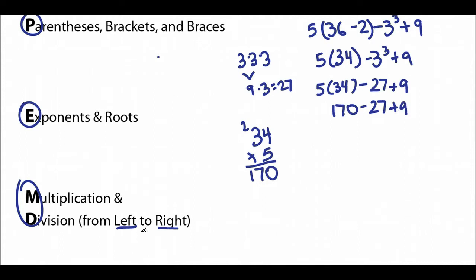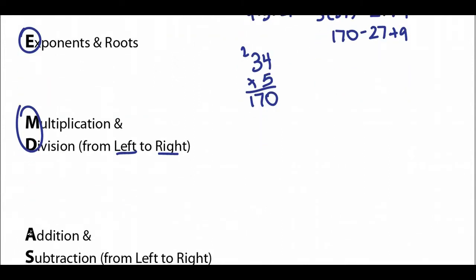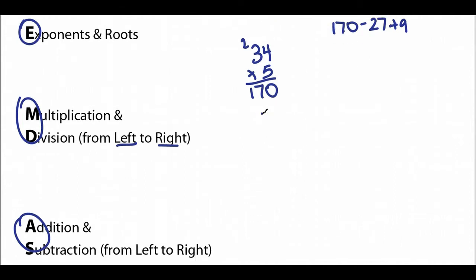Okay, so we look for other forms of multiplication and division, which we don't have. We just have a subtraction and an addition. And so then we go to our final step here of adding and subtracting. And so again, we go from left to right. And so we say, okay, 170 minus 27. So we have, this becomes a 6. We borrow. This becomes 10.